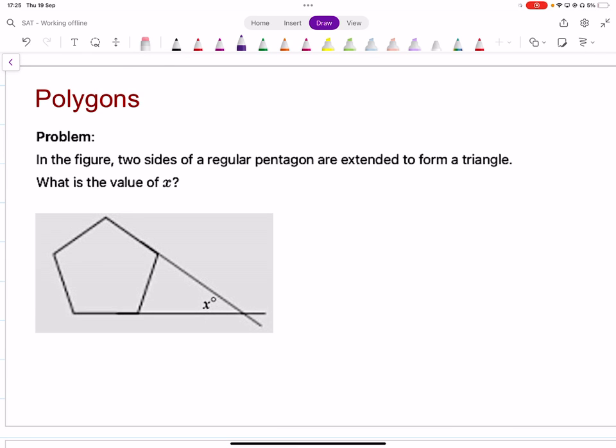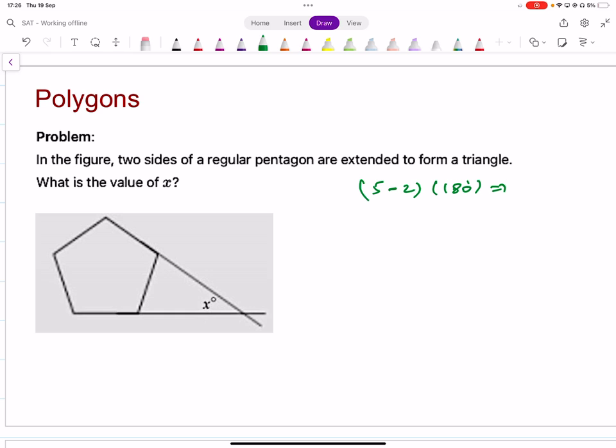In this figure, two sides of a regular polygon are extended to form a triangle. What's the value of x? What's the regular pentagon? It's a regular pentagon. That means all angles are equal. What's the sum of angles? 540. 5 minus 2 into 180.